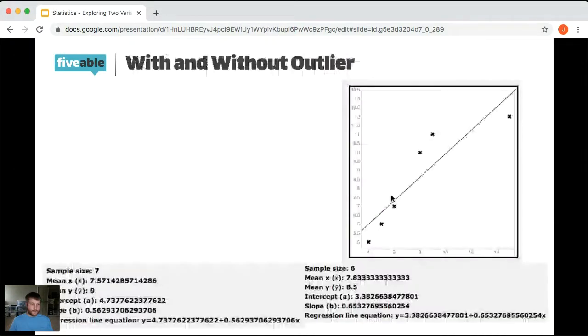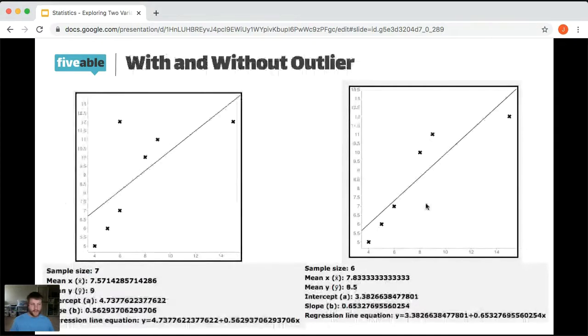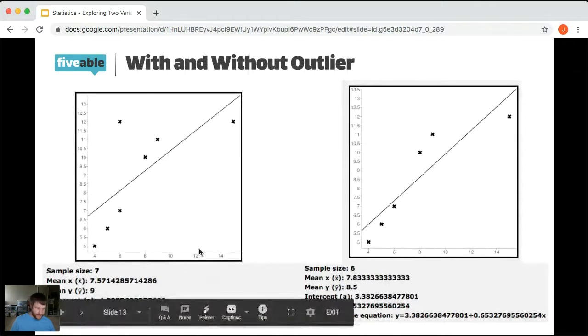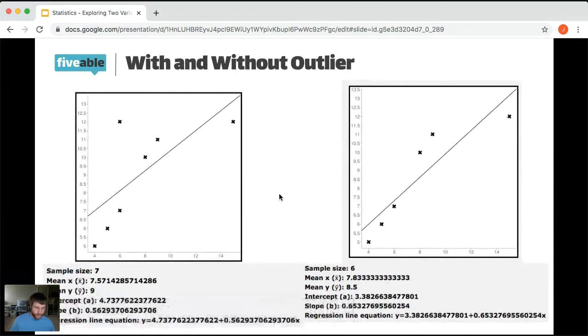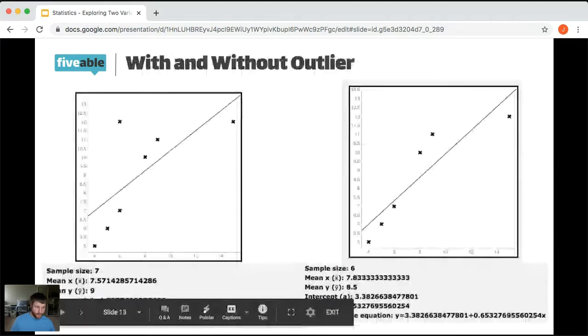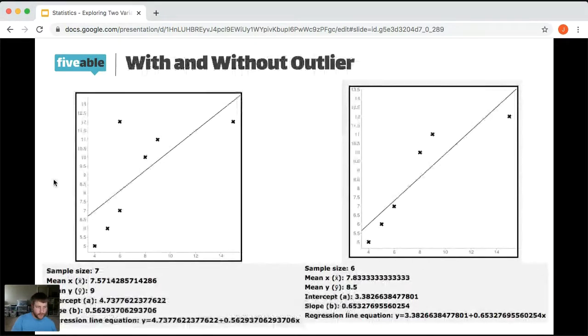Okay. So here are the two data sets with and without the outlier. So here is our data set with the outlier. You can see our slope and our y-intercept for our regression line. On the left-hand side is what happens when there is an outlier, which is the regression line 4.73 plus 0.56x. And that is with point B being left in the data set.